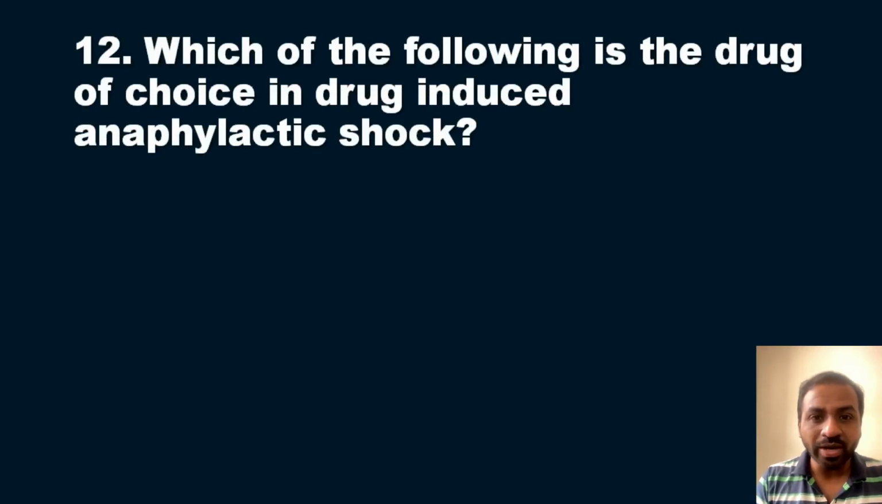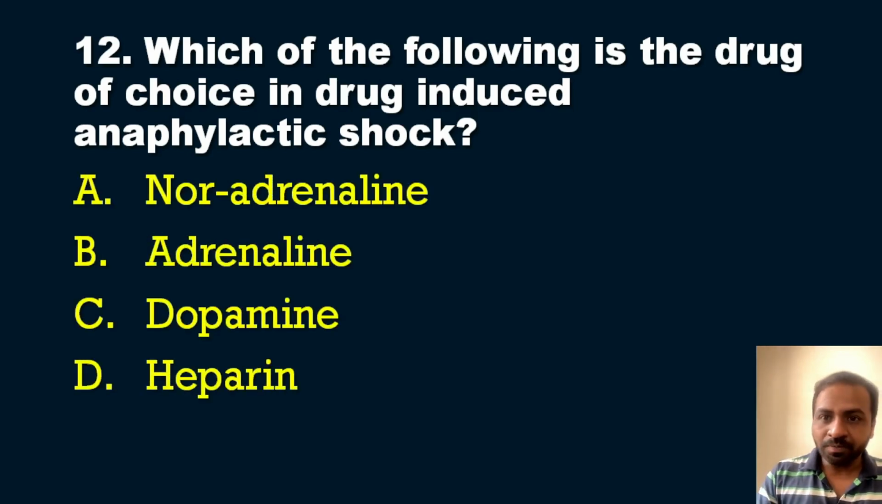Okay, so now we will move on to our next question in the series, that is the 12th question. The question is, which of the following is the drug of choice in drug-induced anaphylactic shock? This is another very important question. The options are: option A, noradrenaline; option B, adrenaline; option C, dopamine; and the final option D, heparin. So which is the drug of choice for drug-induced anaphylactic shock?